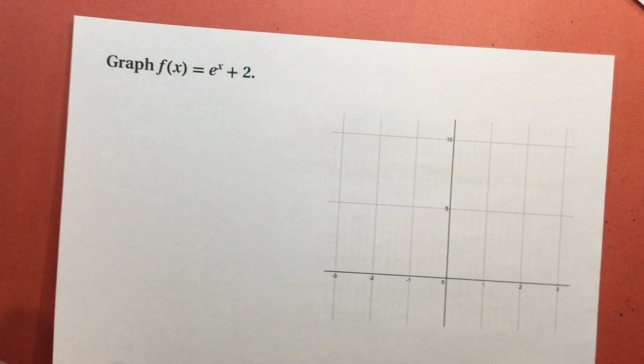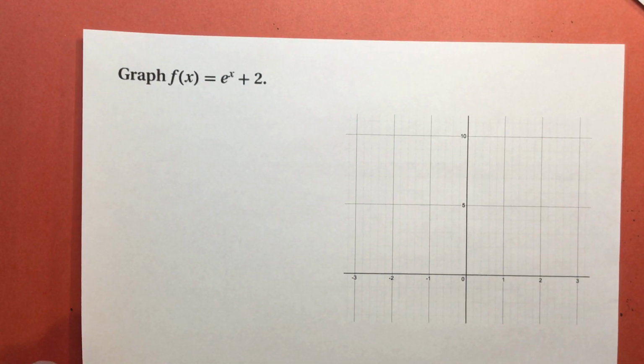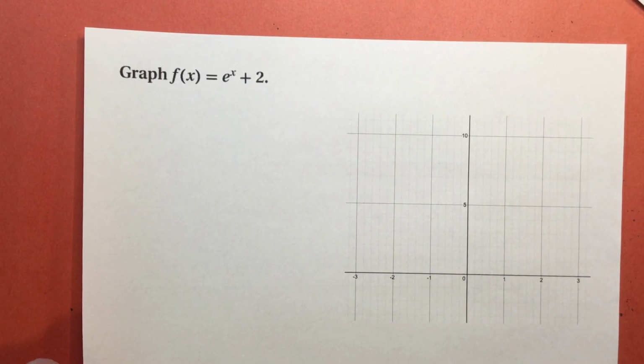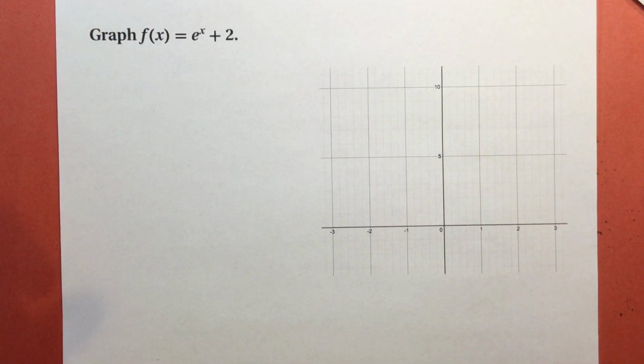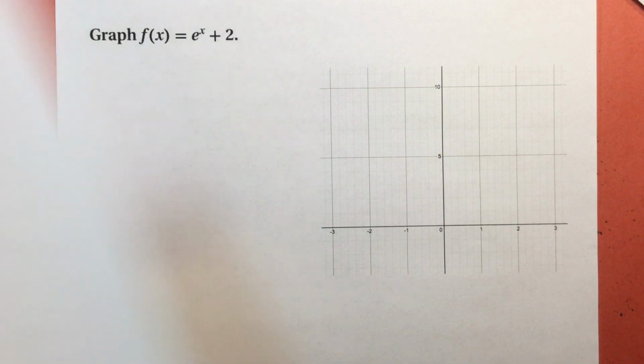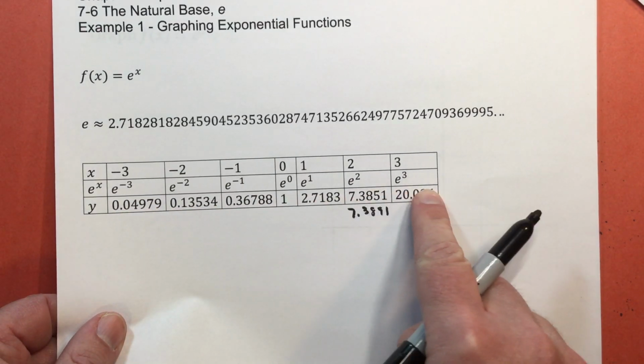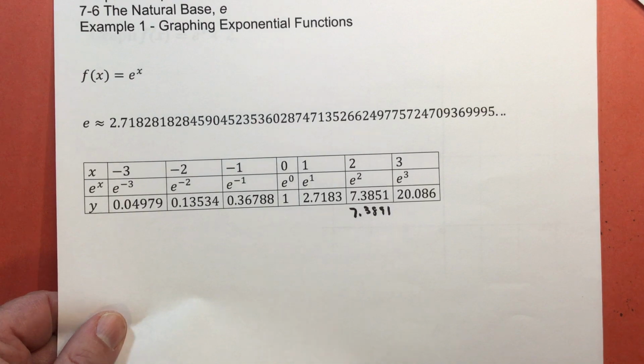Okay, so how does that help? Well, let's do one example. Sorry, I was trying to turn my calculator off so the batteries won't die. All right, we are going to graph the function f of x equals e to the power of x plus 2. You got this. So I'm going to take these values right here, and I'm just going to add 2.